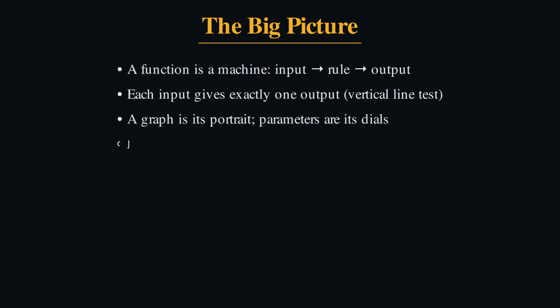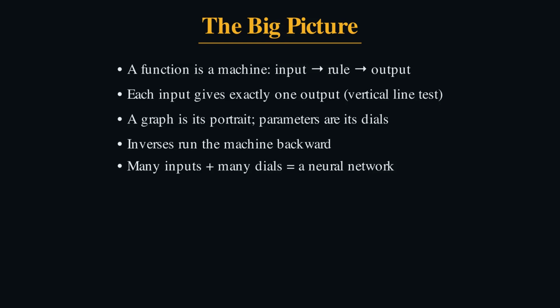Let us recap. A function is a machine that turns an input into an output by a fixed rule, and each input gives exactly one output. A graph is its portrait, and its parameters are dials we can tune. An inverse runs the machine backward. And when you give a function many inputs and many dials, you get the giant machines we call neural networks. That is the thread running through this entire series.